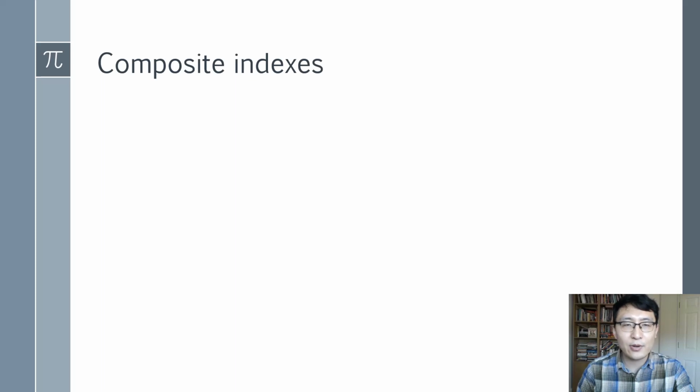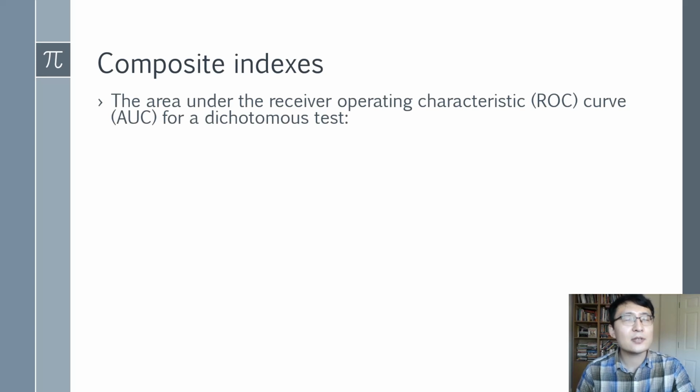Okay, so let's look at some of the most commonly used composite indices. The first is the area under the ROC curve. ROC stands for receiver operating characteristic. It may not make sense to you, but I believe this ROC curve comes from electrical engineering. So it may have a bizarre name to you, but that's okay.